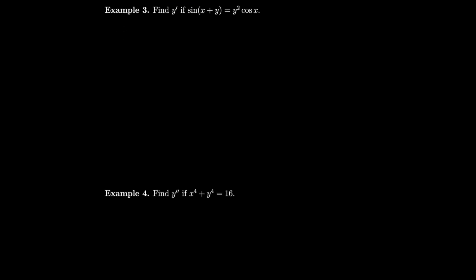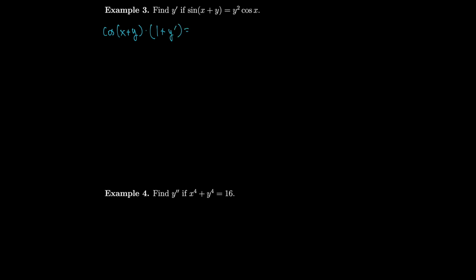Let's find y prime if sine of x plus y is y squared cosine x. So we'll differentiate both sides. We get the derivative of sine is cosine. But it wasn't just sine, it was sine of x plus y, so we have to multiply by the derivative of that function by the chain rule. So derivative of x is 1, derivative of y is y prime.